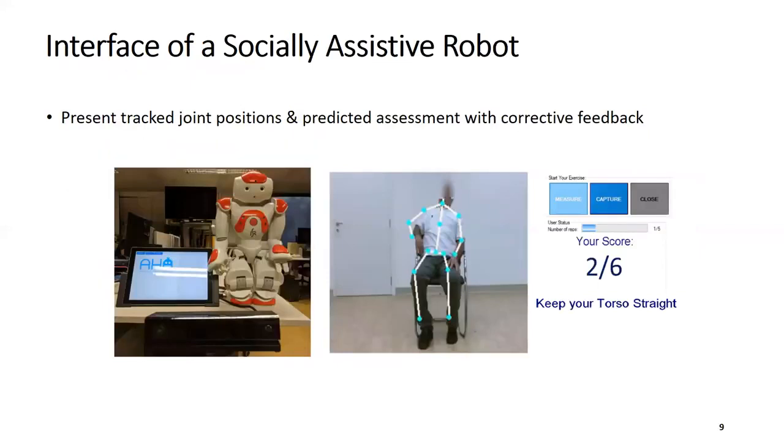We also implement an interface that presents the tracked joint position of the patient's exercise and the predictive assessment. In addition, this interface can utilize the identified salient features and the user data to generate personalized corrective feedback for the interaction with the patient. For example, given this patient's motion, our system can generate feedback to the patient: keep your torso straight.